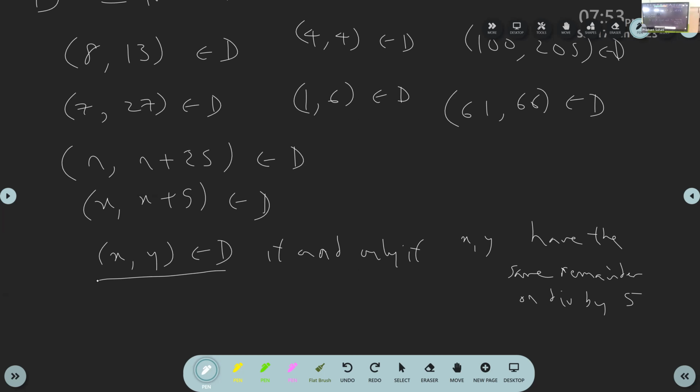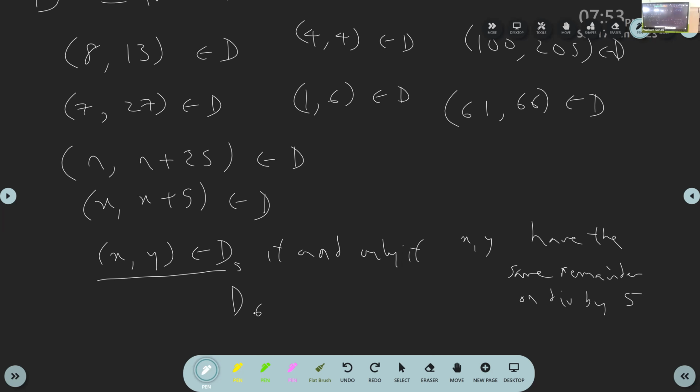So maybe one idea is that we write the small divisor here, D5. Okay? So D5 is the set in which x and y have the same remainder with 5. So now you see that you can take any divisor and you get a different set, like D6 for example. So can anybody give an example of a pair in D6?